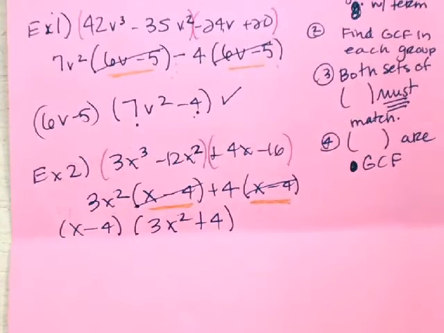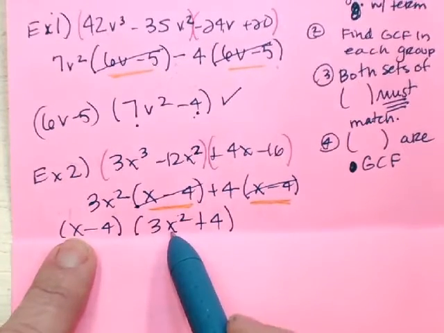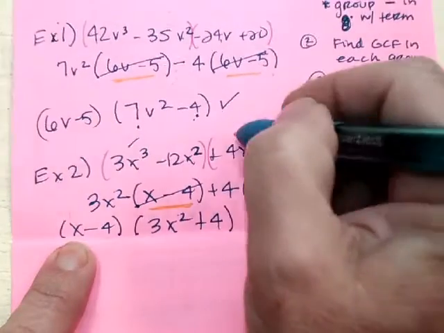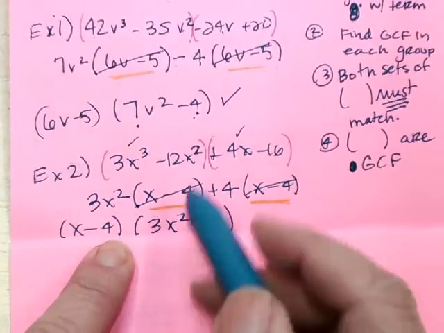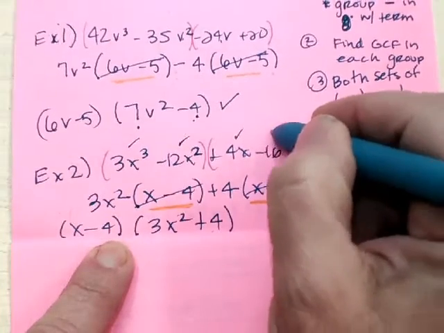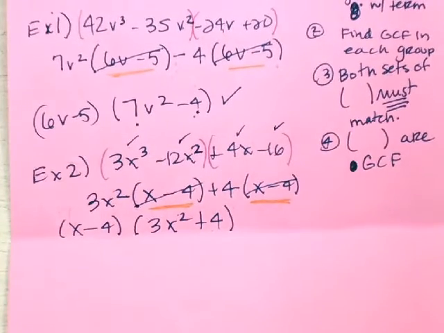I can check it. That's going to multiply to give me 3x cubed. Got it. That's going to give me a 4x. Got it. This is going to give me negative 12x squared. Got that. This is going to give me negative 16. Back up and watch it again if you need to.